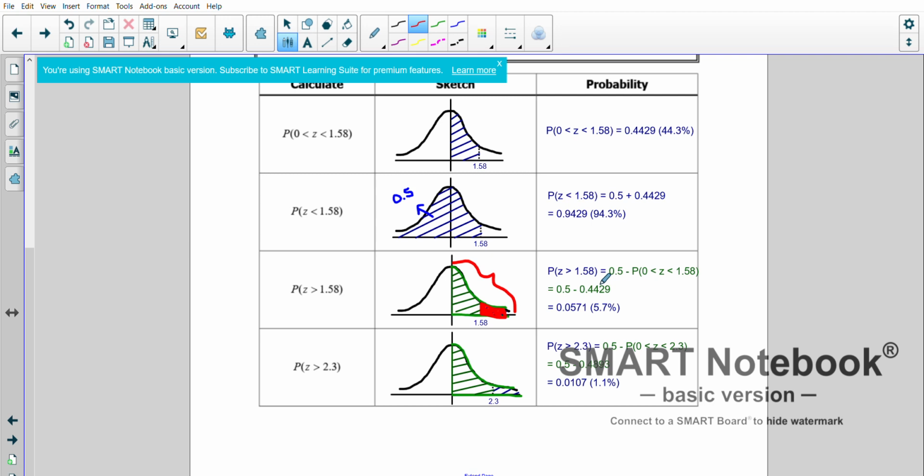So that's what you see here. The probability that z is greater than 1.58 is 0.5 minus the green, which is the probability 0 less than z less than 1.58. And we already know that value is 0.4429, so it's going to be 0.5 minus 0.4429, approximately 5.7%.